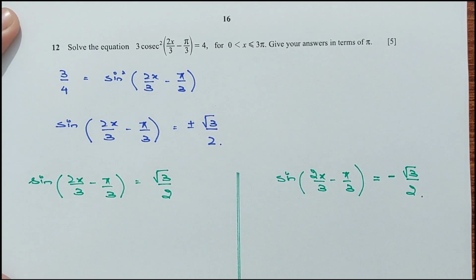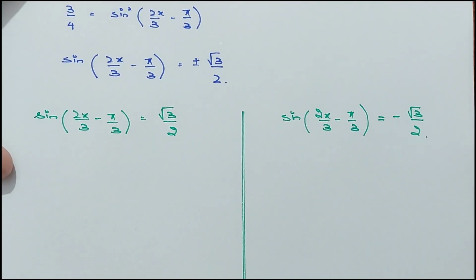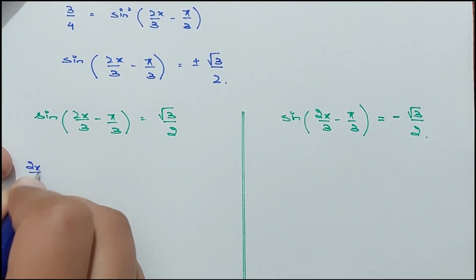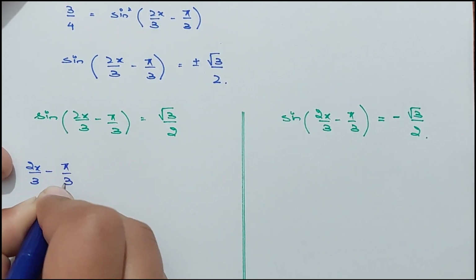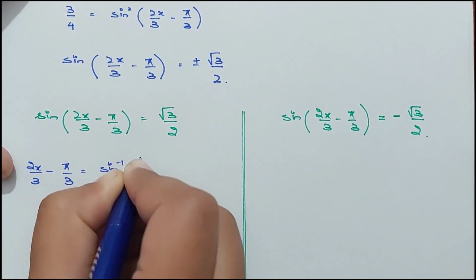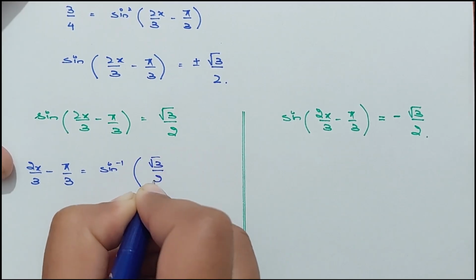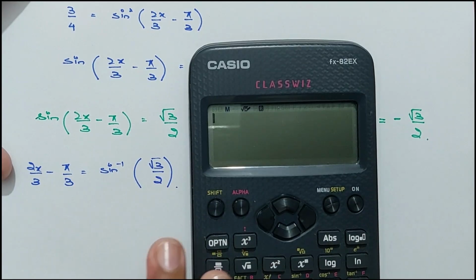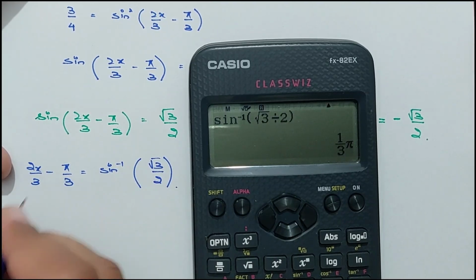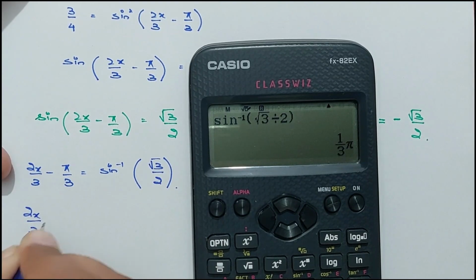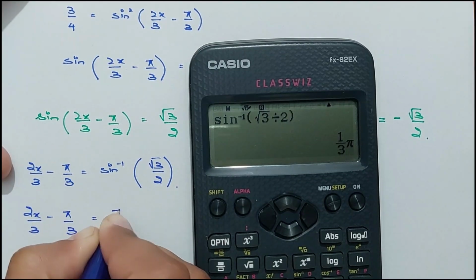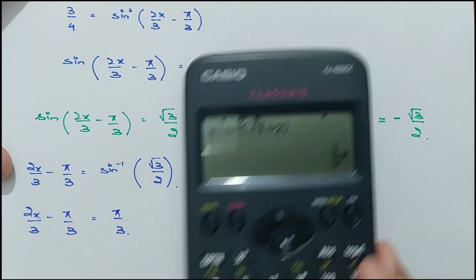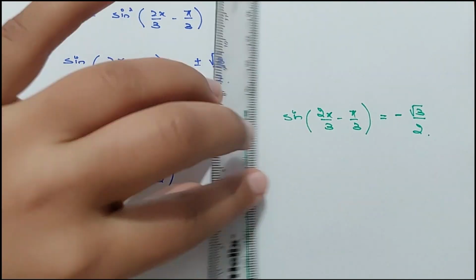Okay, so here we can say 2x over 3 minus pi by 3 is equal to sine inverse of square root of 3 by 2. It should be in radians, right? My calculator is in radians, so sine inverse of square root of 3 divided by 2 is pi by 3. So 2x over 3 minus pi by 3 is equal to pi by 3, right? Now let me use the CAST rule and check in which quadrants sine is positive and negative, right?